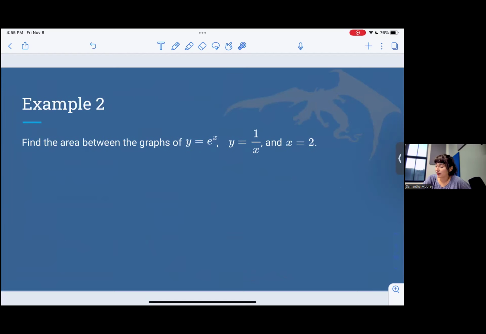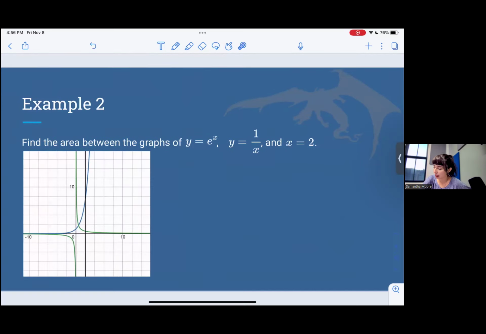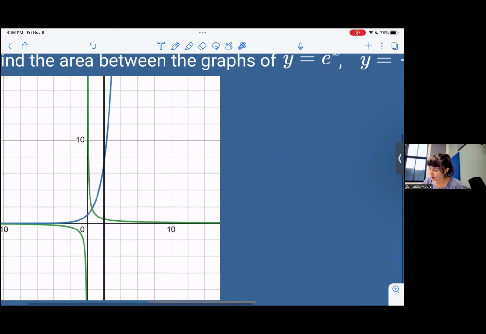We can also talk about maybe doing area between multiple graphs, so not just two, but maybe 3 or 4 or whatever. So in this problem, we're asked to find the area between the graphs of y equals e to the x, y equals 1 over x, and x equals 2. So if I graph all of those things, then I get this picture. So e to the x being the blue graph, x equals 2 being the black graph, and 1 over x being the green graph.